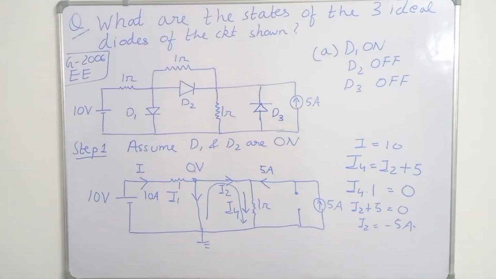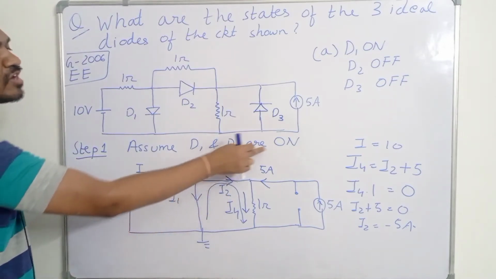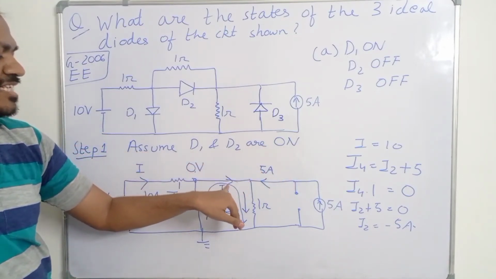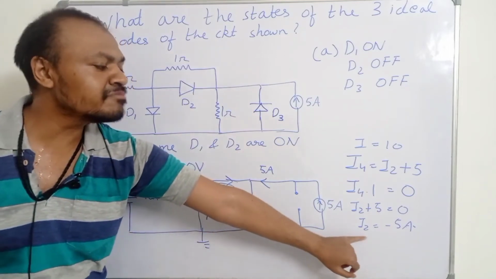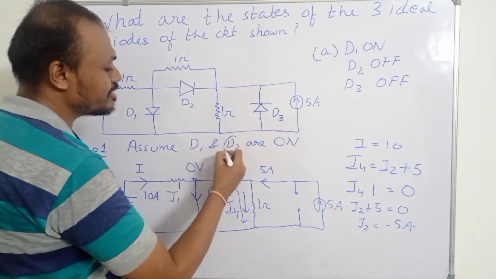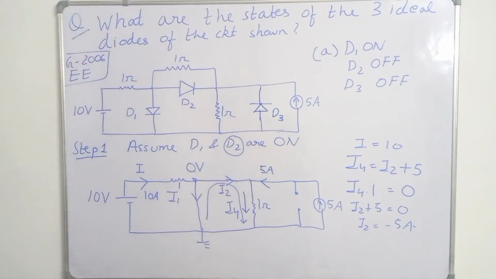The current I2 has come out to be negative. Now we assumed that diode D2 was on. If the diode D2 was on, then this I2 must be positive, but this I2 has come out to be negative. So our assumption that diode D2 is on is wrong. We cannot assume that diode D2 is on because the current I2 has come out to be negative. The diode current can never be negative, so our assumption that diode D2 is on is wrong.